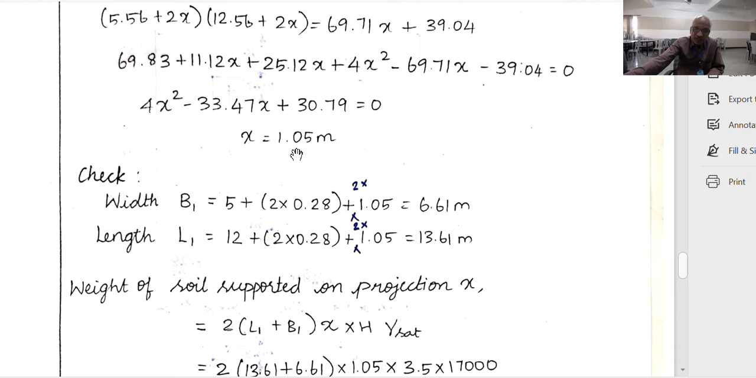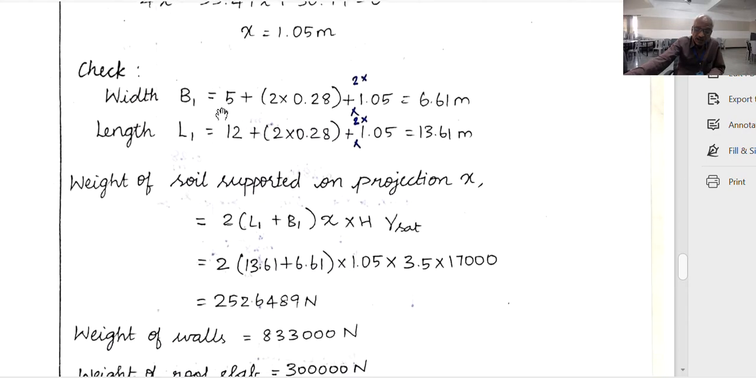The projection, equating the total downward force and the total upward force, we find that we need a projection of 1.05 meter. Now check. Check is width is 5 meters plus 2 into 0.28 plus 2 into 1.05. This 2 is missing in the source. Therefore, actually we have to add the projection, 2 into 1.05. Similarly, here also 12 plus 2 times the wall thickness plus 2 times the projection. X is 1.05 is only on one side. Therefore, 2 into 1.05. So these values will be a little more.